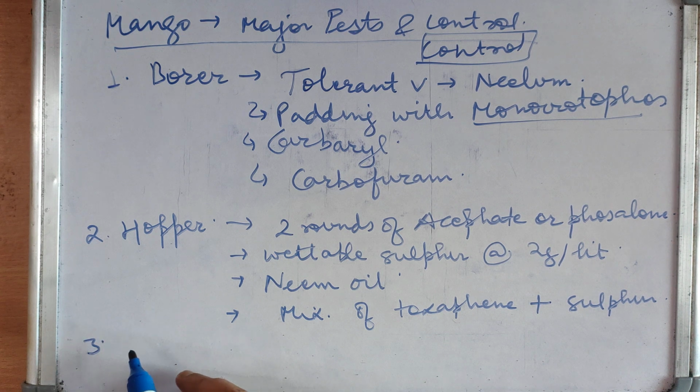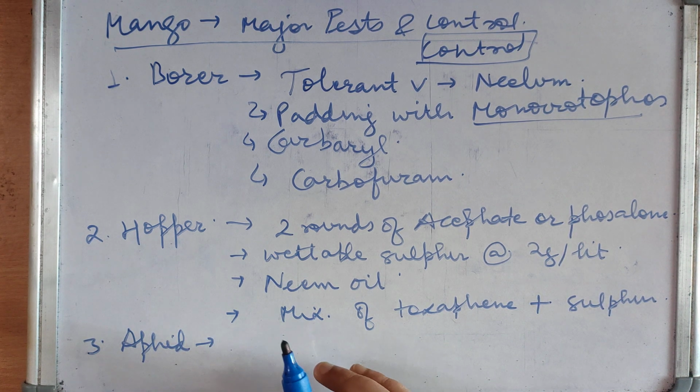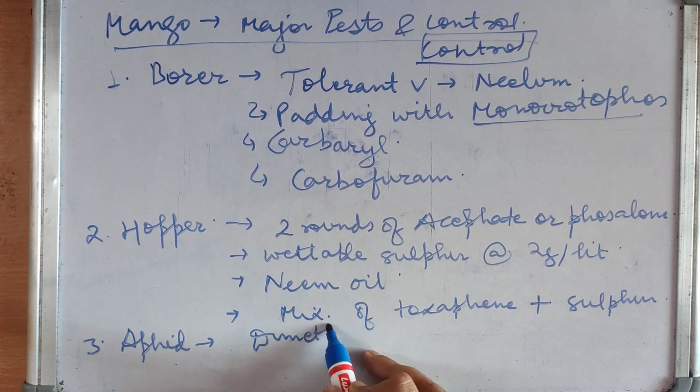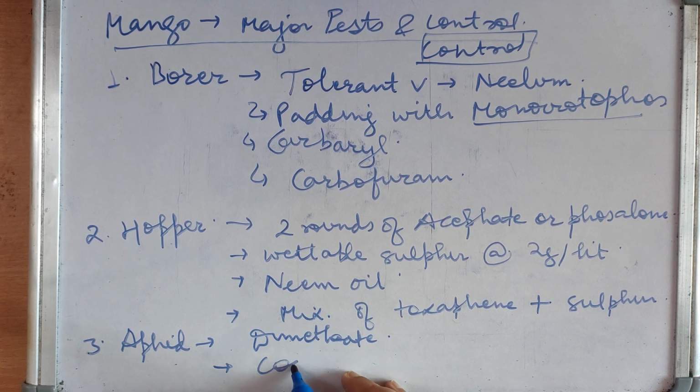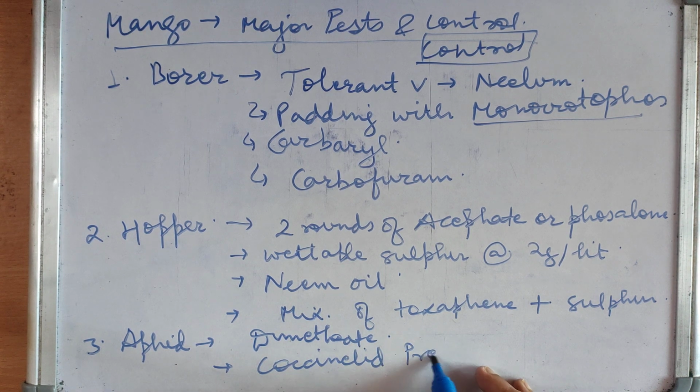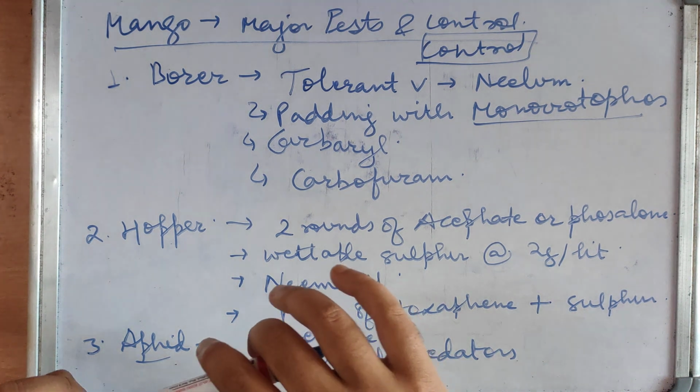Now the third pest is mango aphids. Here we will use dimethoate, or we will release cochineal predators. What will these predators do? They will feed upon these aphids, and there will be a reduction in the population of these aphids.